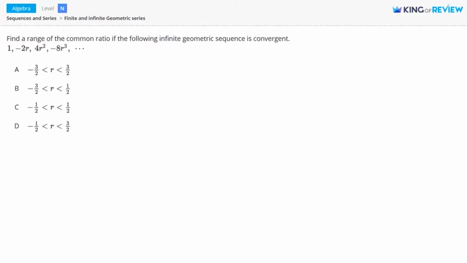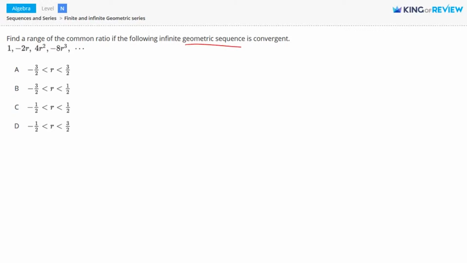Find a range of the common ratio if the following infinite geometric sequence is convergent. 1, negative 2r, 4r squared, negative 8r to the third, and the sequence continues. We're told we have a geometric sequence.